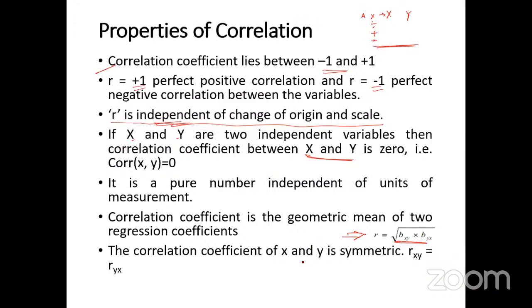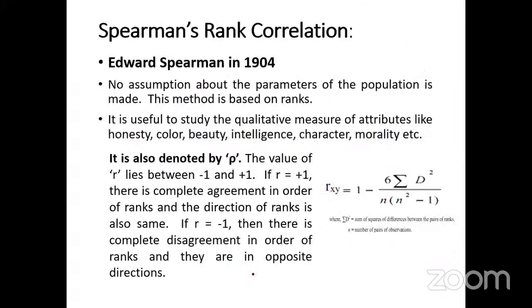Another property of correlation is that correlation is always symmetric. It means the correlation between x and y is always equal to the correlation between y and x. It is called a symmetric relationship.